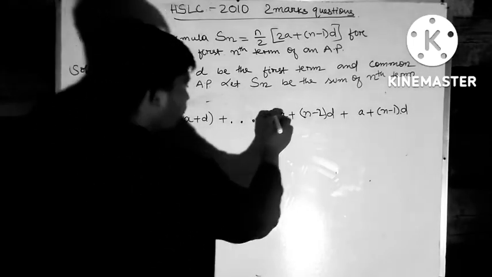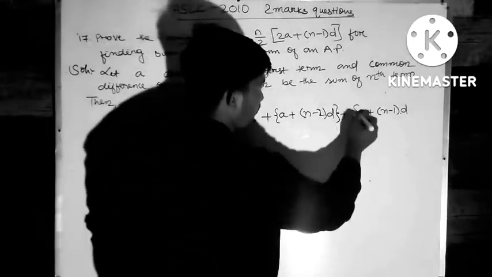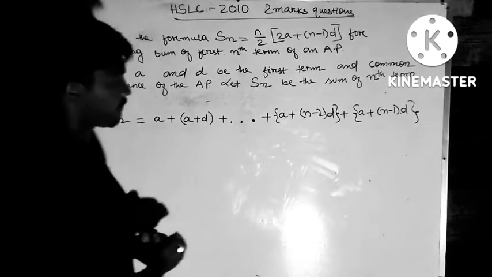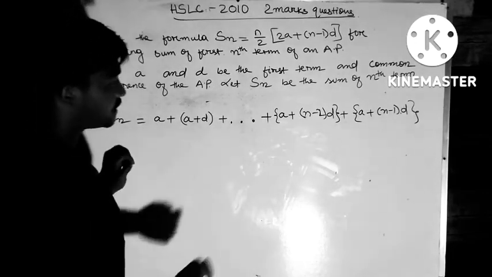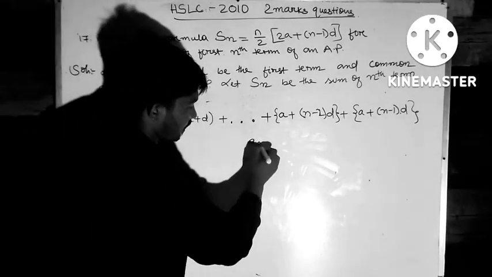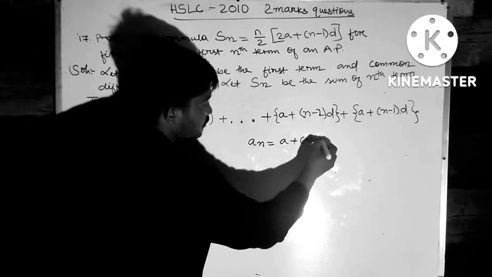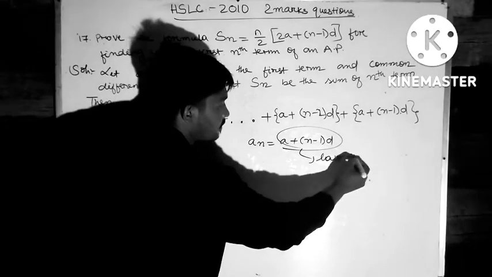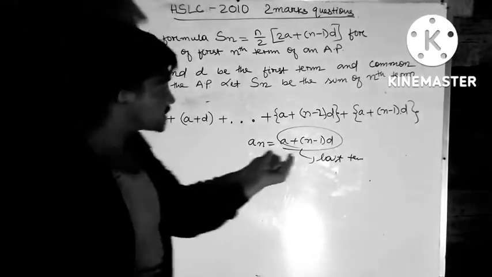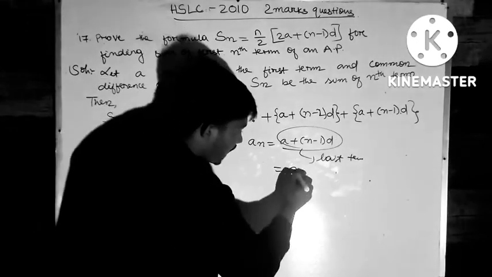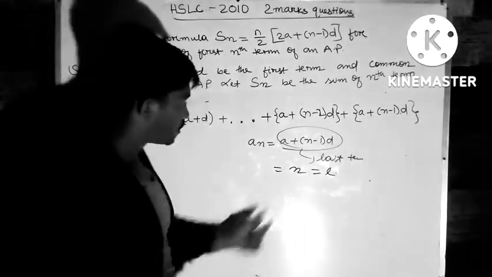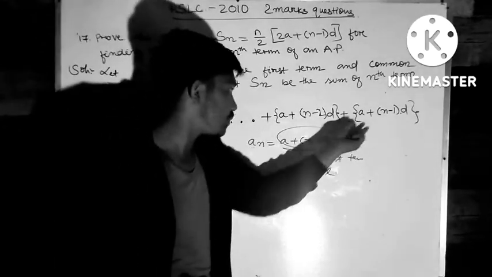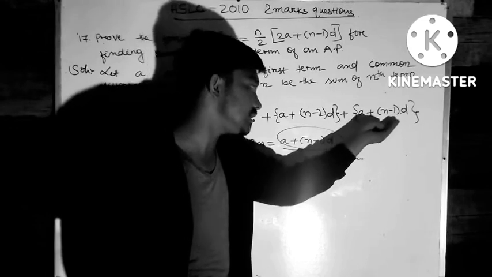Now you may be thinking, why am I taking this? When we learn arithmetic progression, there is a formula for the nth term. The nth term is equal to what? a plus (n minus 1) d. The nth term means the last term. So the last term is denoted by n or L. The last term, that is an, is this. Because of that, the last term is taken as this.